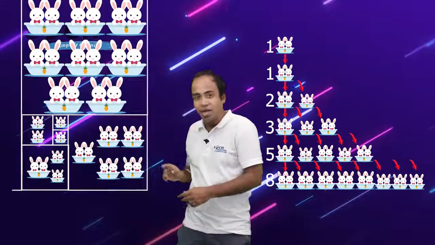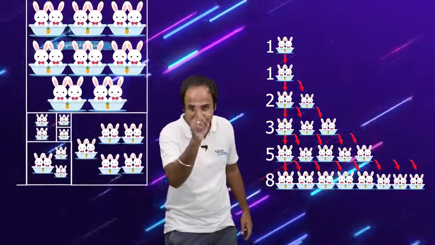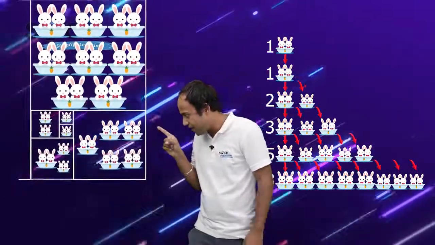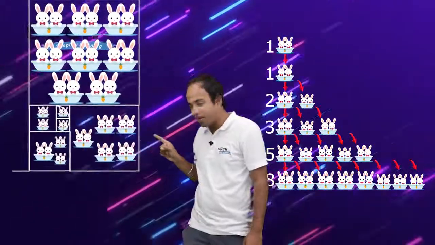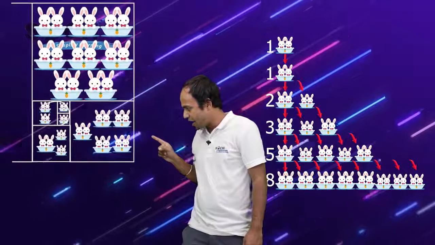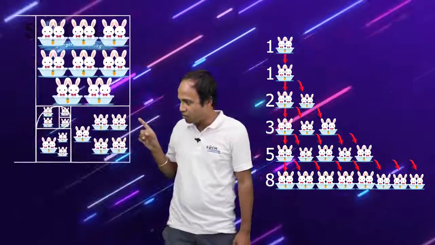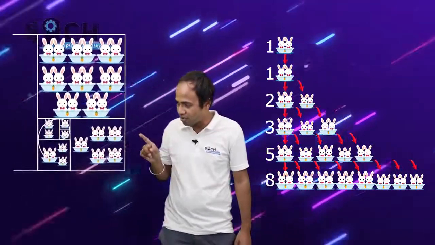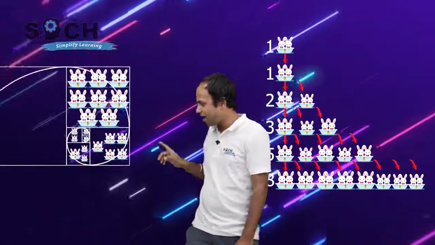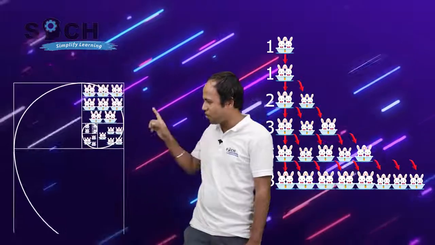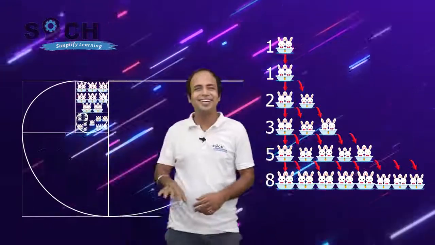So what I will do, I will draw this semicircle. Starting from this vertex, I draw a semicircle with the base as 1 and 1, with diameter as 1, 1, 1, and a quarter circle from here over 2, then again a quarter circle over 3, and then 5, and then 8, and it keeps on going like a spiral.